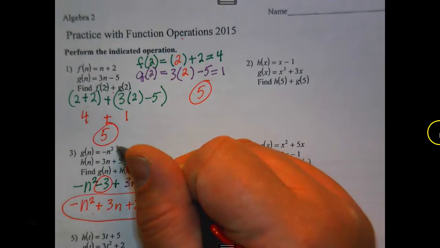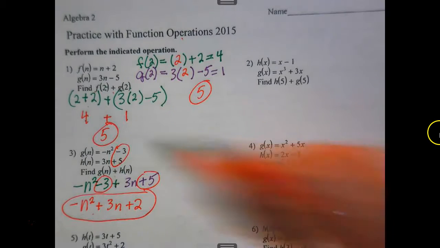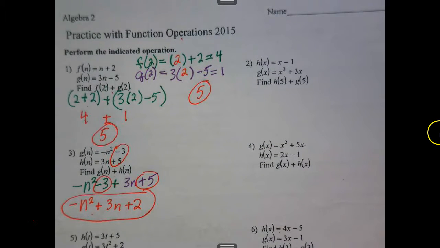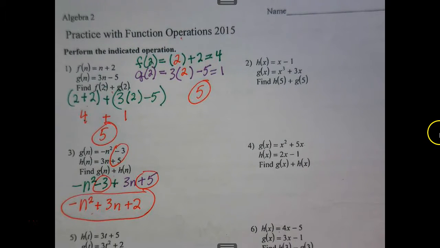The only thing you're going to combine here is the negative 3 and the 5 because that's the only common term. The others you have to leave. It's just combining like terms. It looks complicated.